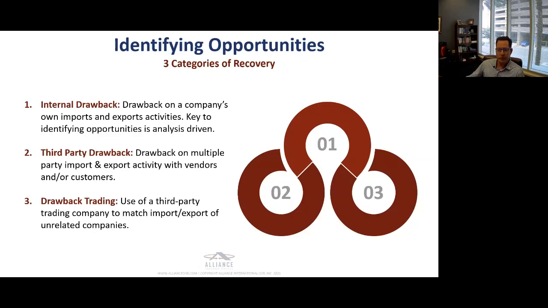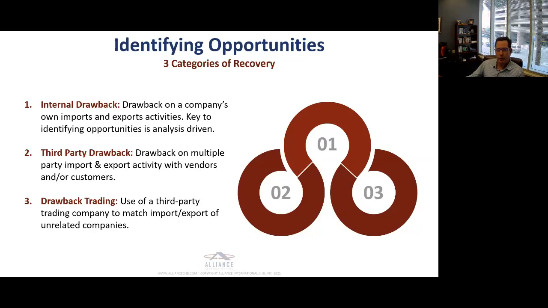In those instances, we can still claim drawback. We just need the cooperation of the importer. So here with this bucket number two, we can have multiple parties involved in both the import and the export of the merchandise. As long as they're all willing to cooperate, it takes two to tango, as they say. As long as both parties are willing to cooperate, we can still file drawback. But there's an existing organic relationship.